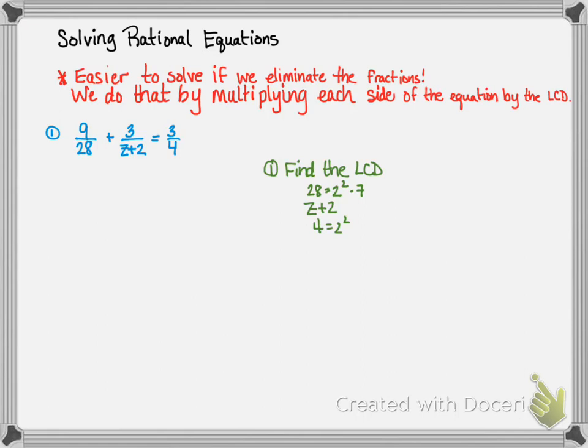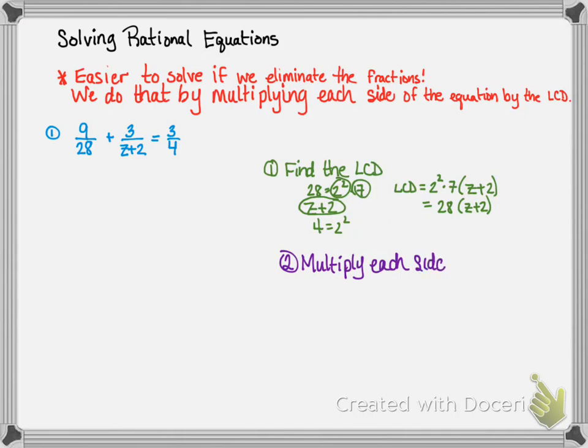Now we need to take each factor that we see, like the 2, the 7, the z plus 2, and raise it to the highest exponent that we see. So we need the 2 squared, and we need the 7, and we need the z plus 2. Our LCD will be formed by taking 2 squared times 7 times z plus 2, which is equal to 28 times z plus 2. And we could multiply that out, but we don't need to.